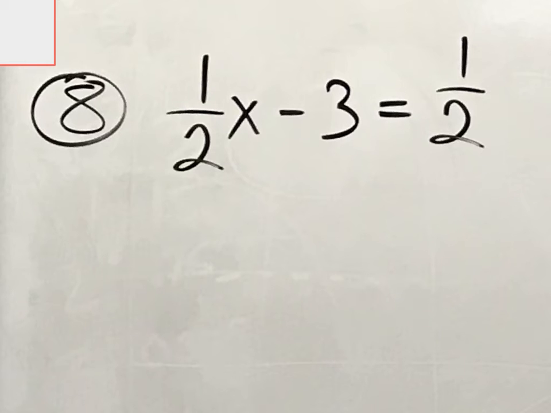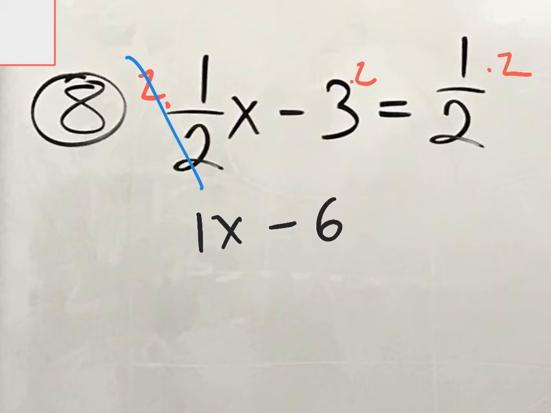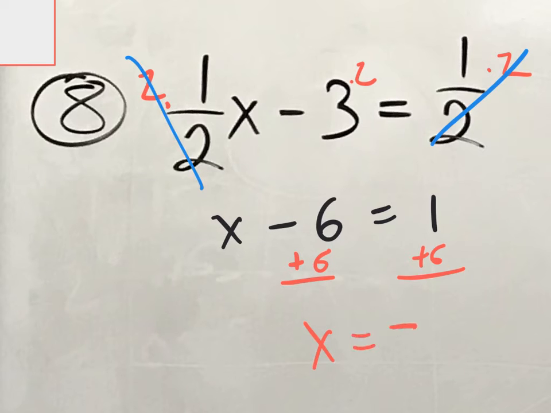Fractions have the same denominator, which means I multiply everything by what? 2. By 2. So times 2, times 2, times 2. Cancels. You end up with 1x minus 3 times 2 is 6 equals, over here the 2's cancel. What do we have left on the right side? 1. So you really have 1x minus 6 equals 1. You don't even need that 1 in front of the x. It's just x minus 6 equals 1. Add 6, add 6. You're going to end up with x equals 7.